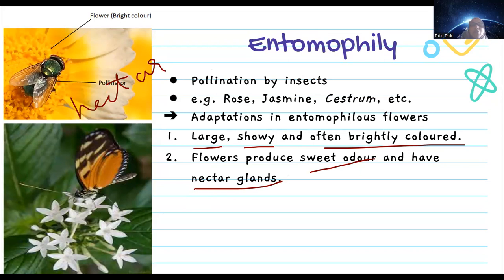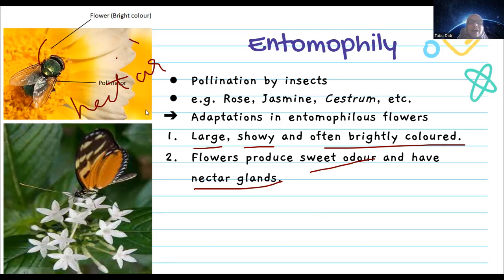So when they move from one flower to another, they fly and roam here and there. So they happen to pick the pollen grains from one place and deposit them somewhere else, to some other plant, to some other flower, and that is how pollination by insects naturally happens.